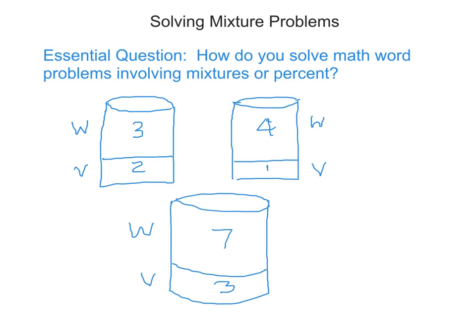So you might say that we had a mixture initially that was 2/5 or 40% vinegar, and we had a second mixture which was 1/5 or 20% vinegar. We combined these two and we ended up with a mixture which was 3/10 or 30% vinegar. Okay, so this is what we mean by a mixture problem.